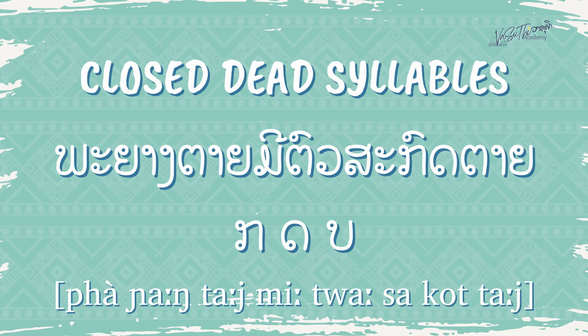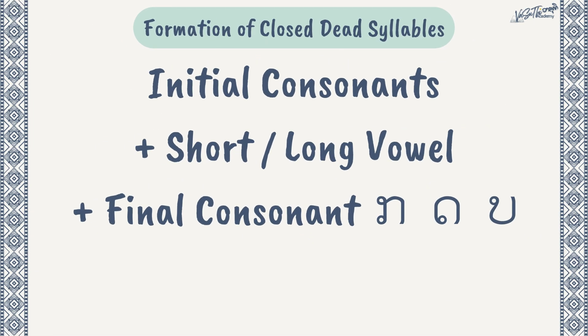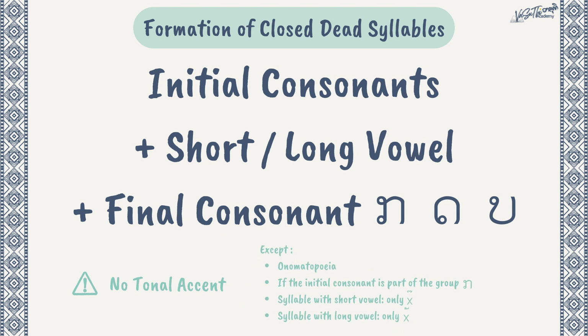Closed dead syllables. พยางค์ตายมีตัวสะกดตาย A closed dead syllable is composed of an initial consonant, a short or long vowel, and one of the 3 voiceless or dead consonants กอดอบอ in final position. As we have mentioned, a closed dead syllable exceptionally accepts a tonal accent, but only in the case of an onomatopoeia, and if the initial consonant is part of the middle consonant group.